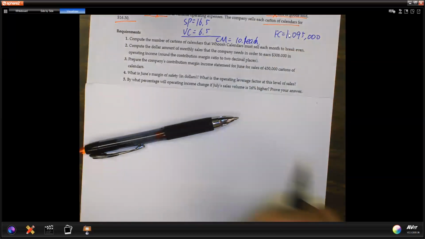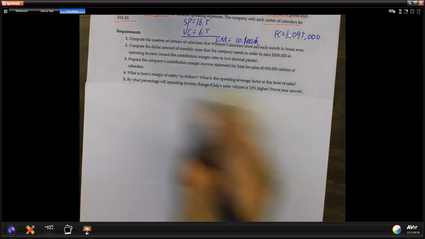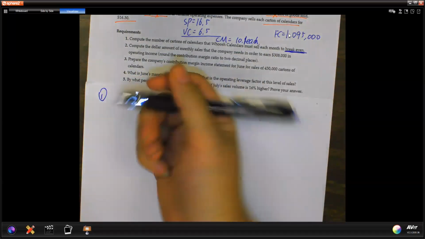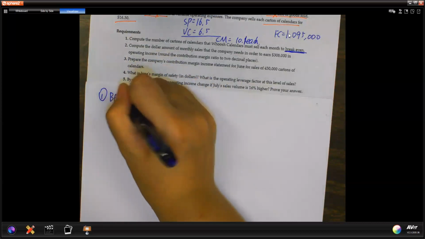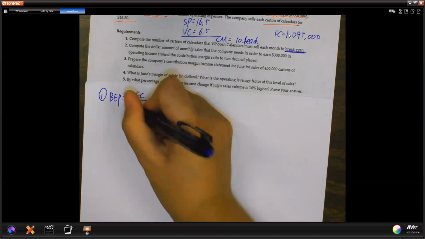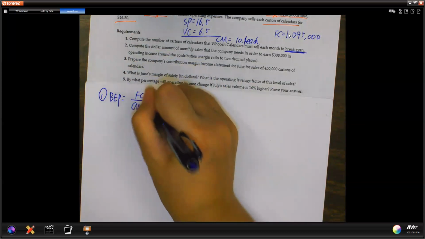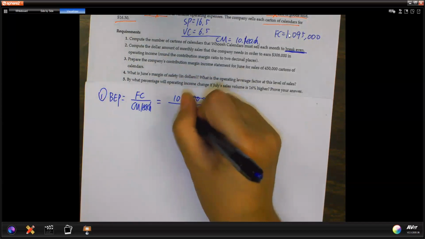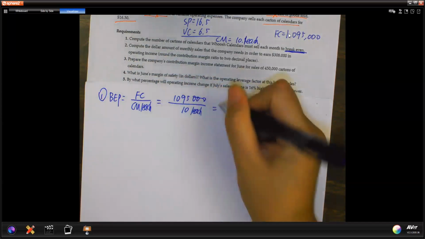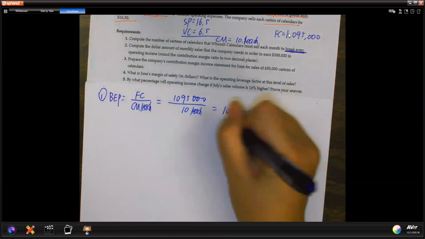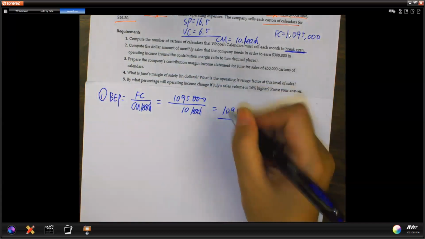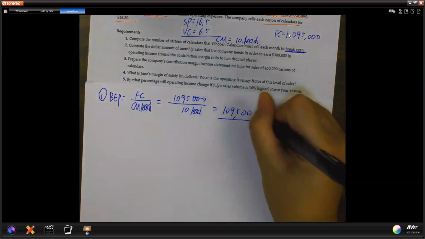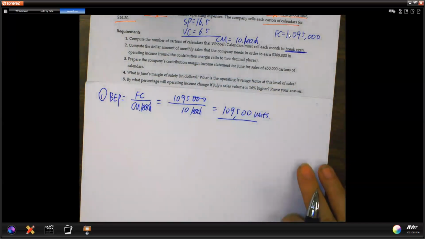Okay. So we go to the first requirement: the units that must be sold to break even. Naturally, the break-even point equals fixed cost divided by contribution margin per unit. So fixed cost is that much, and our contribution margin is $10 each. So you need to have 109,500 units. Nothing really to talk about.